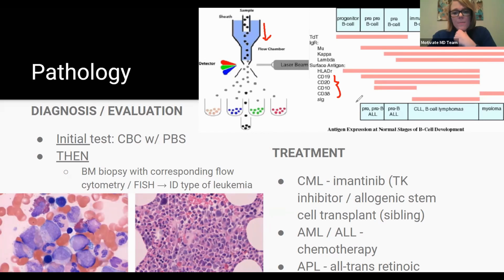Then, when we talk about the treatment, we want to talk about imatinib. We talked about how that's a tyrosine kinase inhibitor here, and we can talk about getting a sibling involved to do an allogeneic stem cell transplant. Then for AML, meaning acute myeloid leukemia, and acute lymphoid leukemia, the treatment for that is chemotherapy.